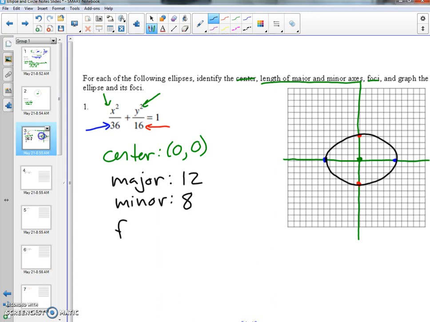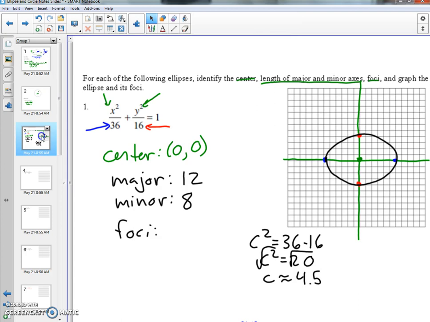The foci then, so I'm going to come over here. I know foci is c squared equals a squared minus b squared, so 36 minus 16. So c squared is equal to 20. So c, we'll get an approximation for the square root of 20 here, is about 4.5. So to graph those, I'm going to go from my center and count over about 4.5.